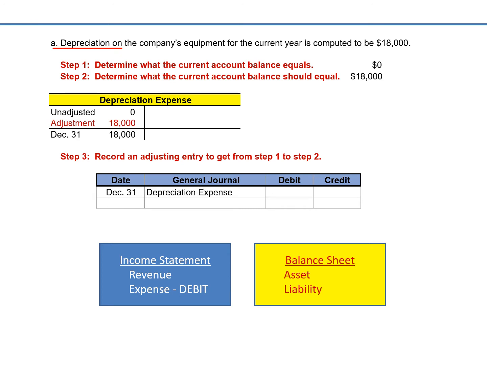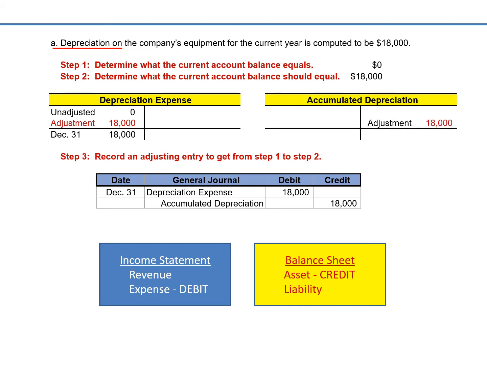And credit accumulated depreciation, which is our contra asset account, which works the opposite of a regular asset account. So we credit contra asset accounts to increase, whereas normal asset accounts, we debit to increase. Okay? Easy peasy. There's the other side of our T account, $18,000.